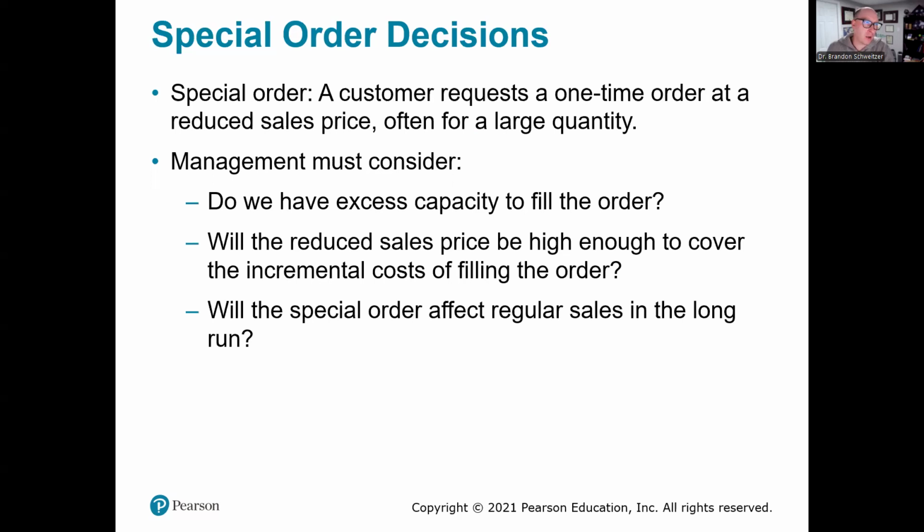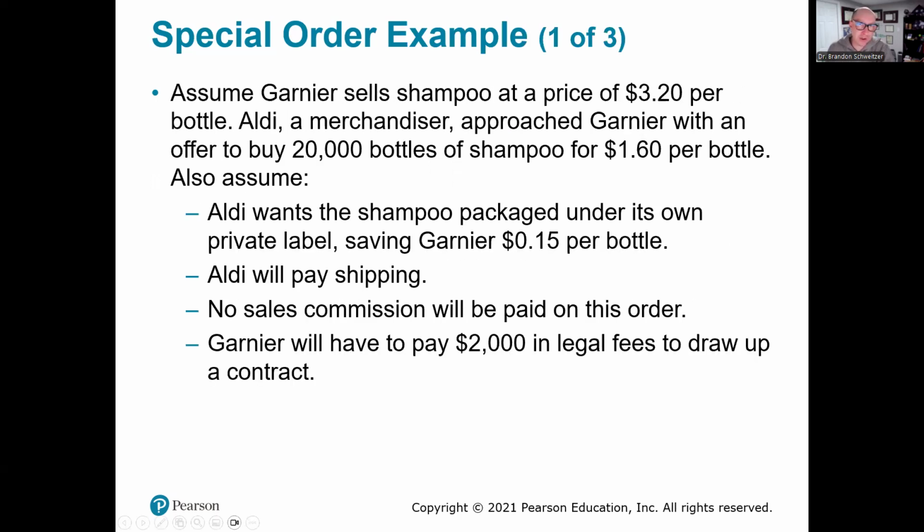And so using our earlier example from Garnier shampoo, if it has a sale price of $3.20, we have a customer called Aldi, who is a grocery outlet store. They approached Garnier and said, "Hey, we'll buy 20,000 bottles of shampoo from you at $1.60 per bottle." So, it's kind of a low price, but we've got to figure out, well, is it worth it for us in the long run?